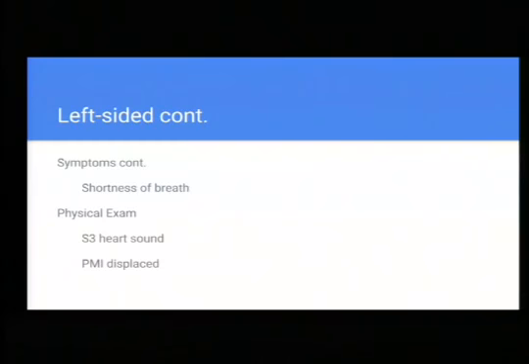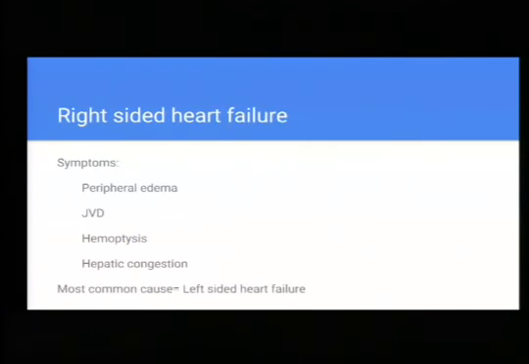On your exam, very rarely can you actually hear this in the field. Very rarely is it quiet enough for me to hear it in the ER. But that third heart sound is what you'll hear, and your PMI, your point of maximal impulse. Your heart should be sitting about right here. In CHF, with a big enlarged heart, the PMI is displaced laterally and inferiorly, just because that ventricle is getting much bigger. These are the patients that have that big heart on a chest x-ray. So that's your left-sided. They're tired, they're short of breath, they don't have peripheral edema.